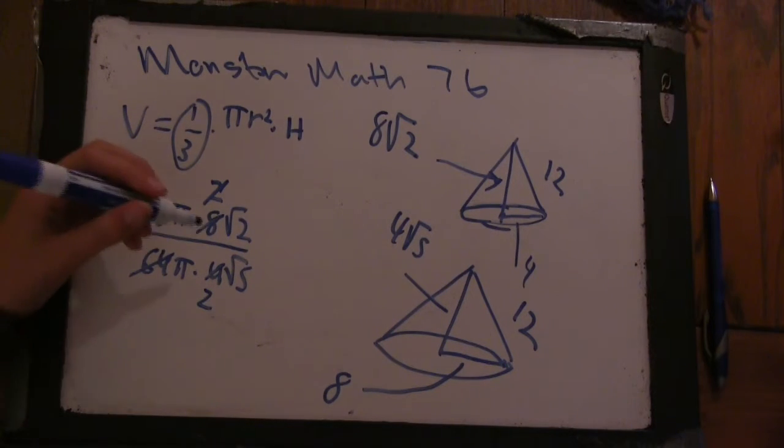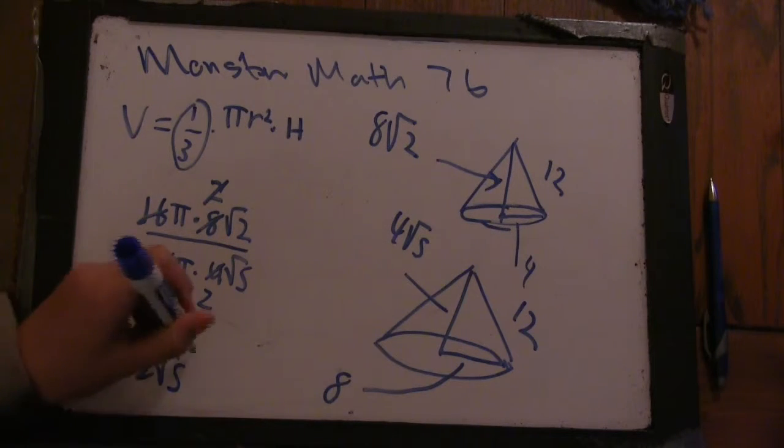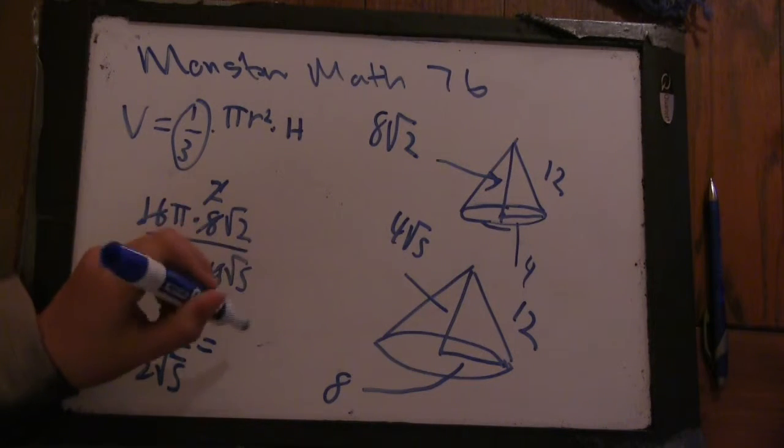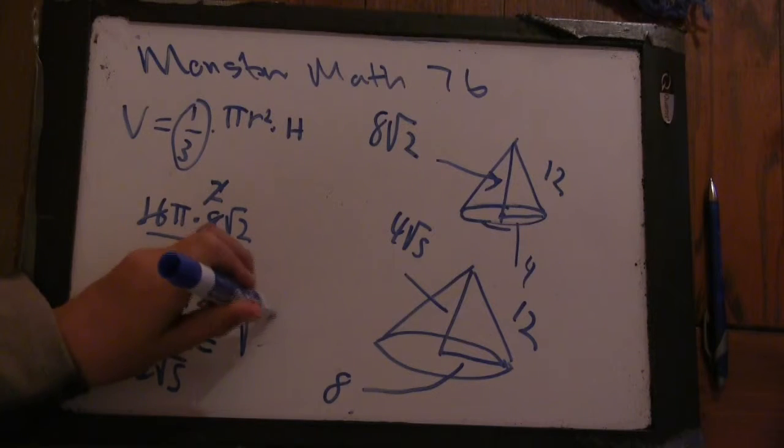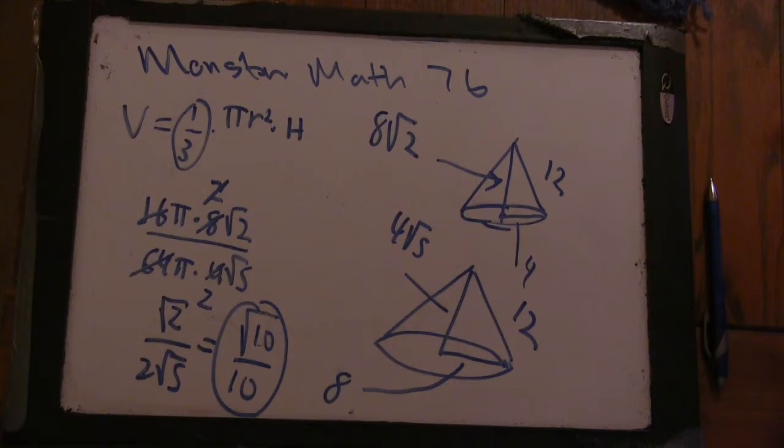So we have 2 root 2 over 2 root 5. We need to rationalize this. So we multiply by root 5, and get root 10 over 10. Okay. So that is the right answer.